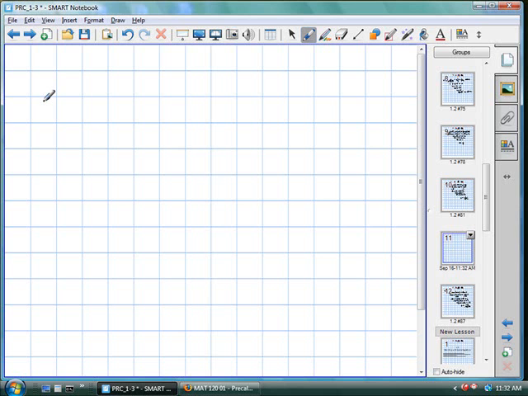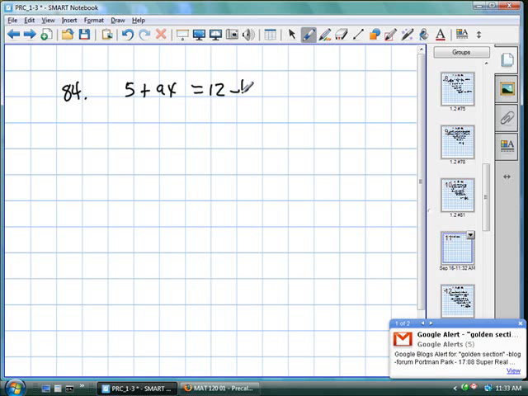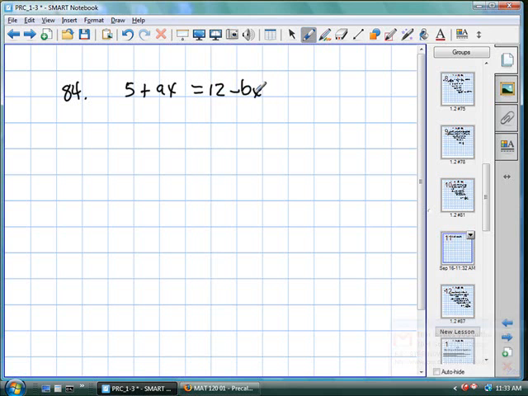So 5 plus ax equals 12 minus bx, with what kind of directions? Solve for x. Okay. So just like in any other problem, even though this one's got a unique feature, I know the a and the b are the challenges, right? But don't we still follow the same principle, which is, let's get the x guys on the same side of the equation, and then let's take it from there.